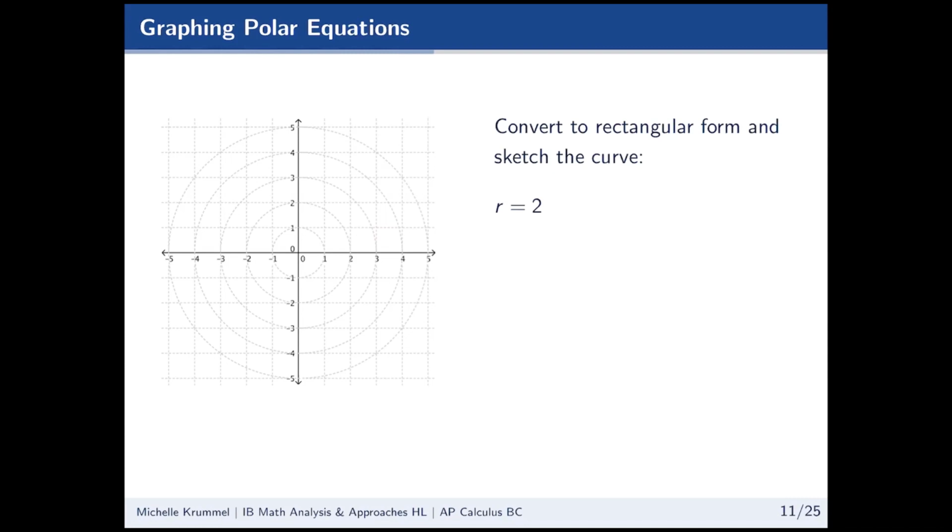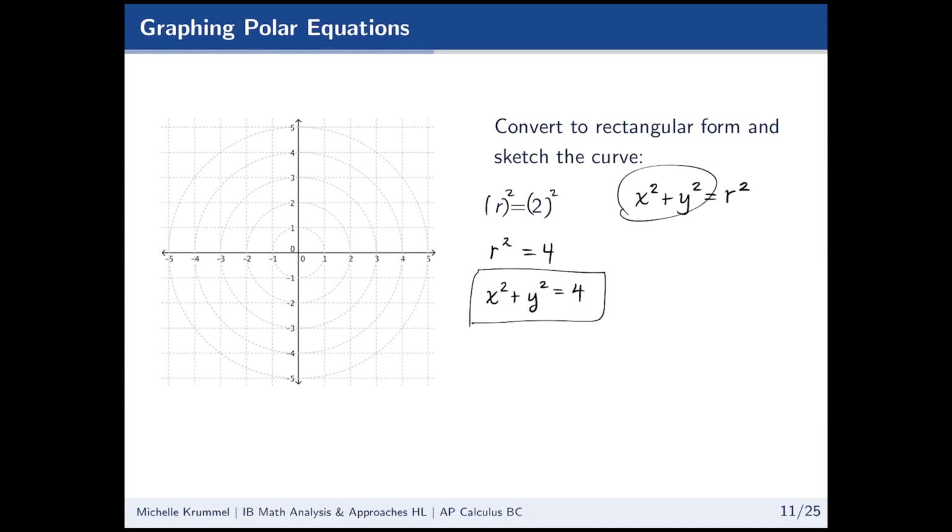So I'm thinking about the formula that says x squared plus y squared equals r squared. If I square both sides of this equation here, I have r squared equals 4, and then I can make this substitution because r squared is x squared plus y squared. So now I have x squared plus y squared equals 4. And hopefully you recognize that as the equation of a circle centered at the origin with radius 2.